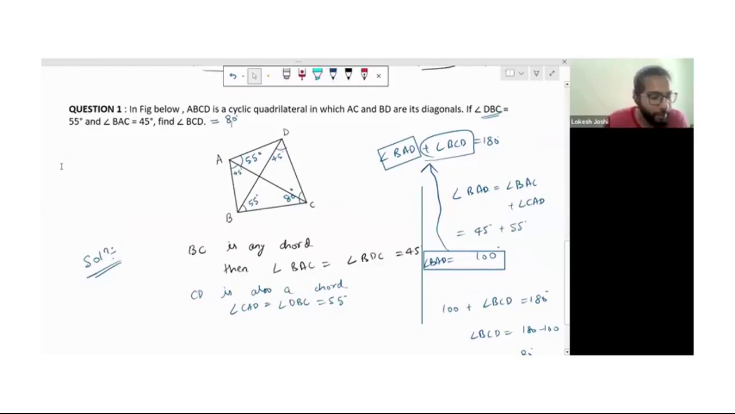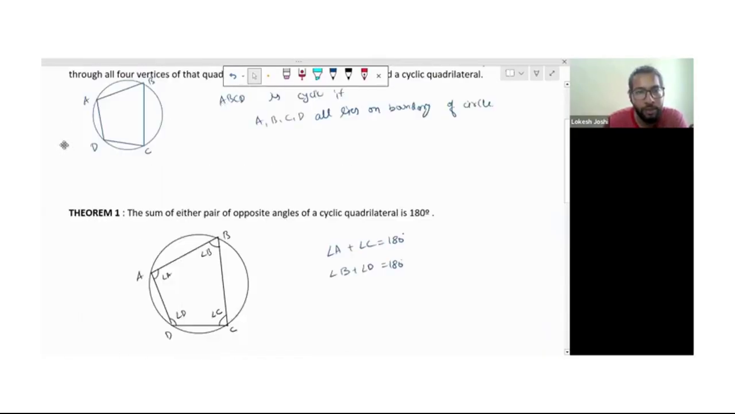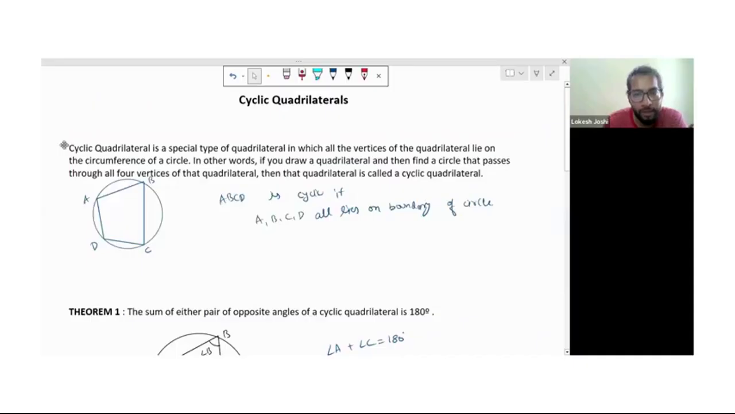In such a way, by using the properties and theorems we have learned, we can find angles like that. And that's a very common question which we get in exams. So that's all for this video and for this chapter as well.